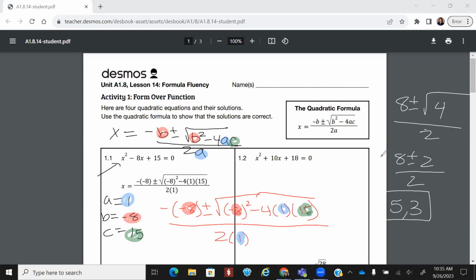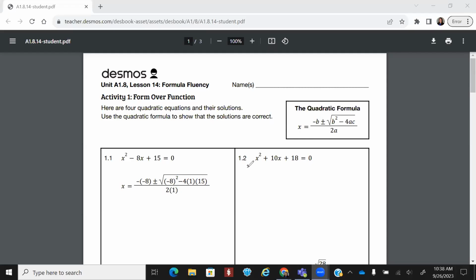So again, you're doing 2 separate equations here. 8 plus 2 divided by 2. 8 minus 2 divided by 2. On this one, what's my A? 1. What's my B? C.